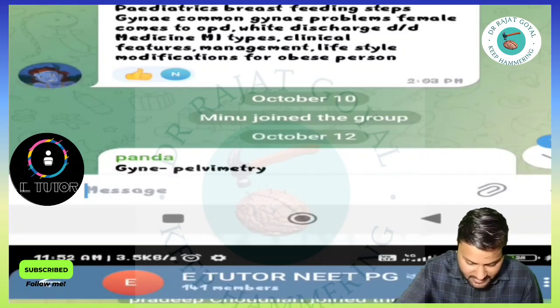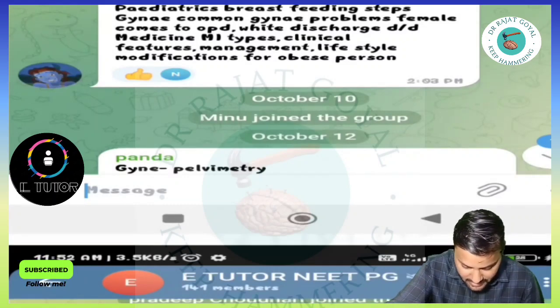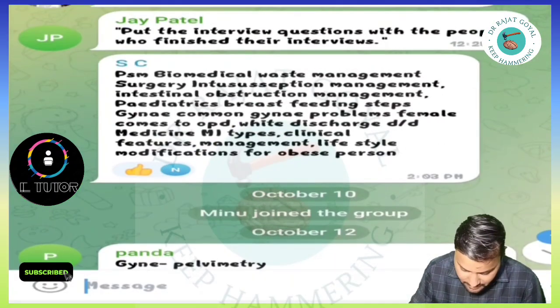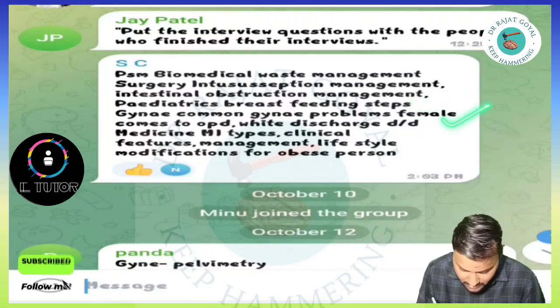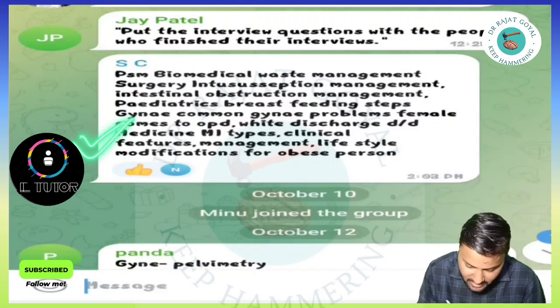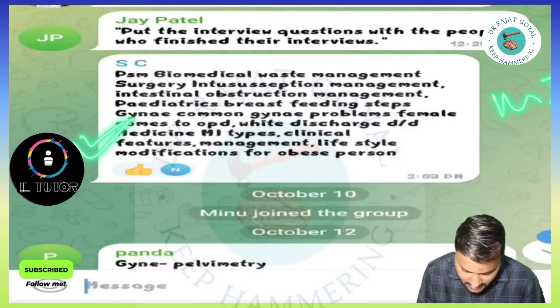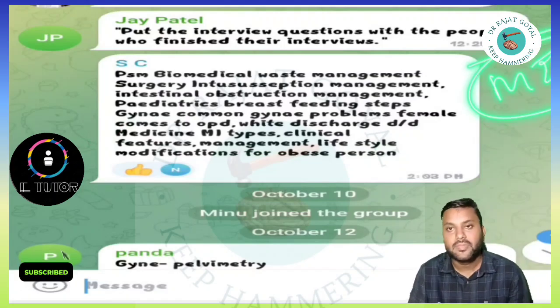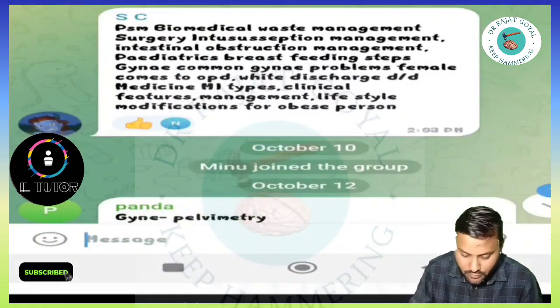Another student is saying that PSM biomedical waste management, surgery intussusception management, intestinal obstruction management, pediatric breastfeeding steps, gynecology common gynae problem, female comes to OPD with white discharge, differential diagnosis. In medicine, MI, again MI is there, clinical feature, management, lifestyle modification. So MI can be asked in detail also, so you have to be thorough with this answer.